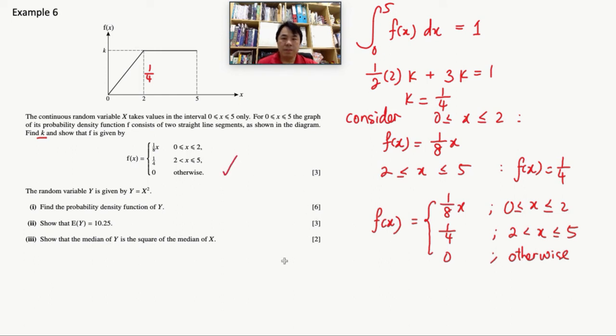Right? So I hope that is clear. All right. Now next we're going to answer the following subsections. The first one being find the probability density function of y. Thereafter we're going to show that the expected value for y is given as such, and then finally we're going to work out the median of y.